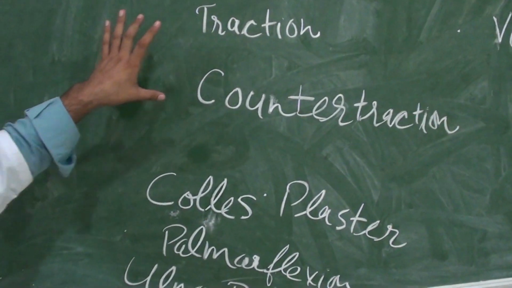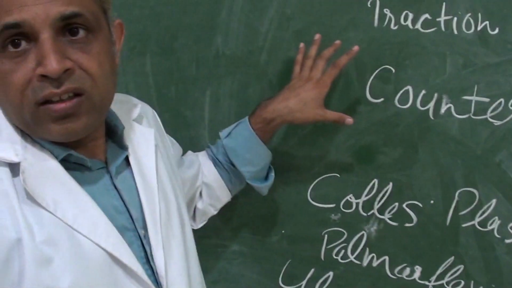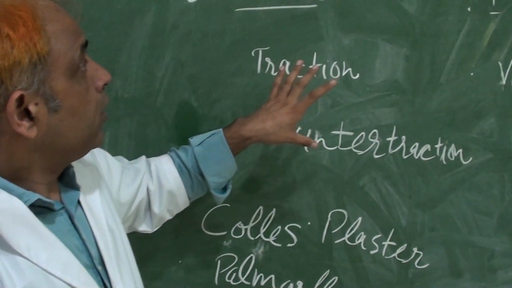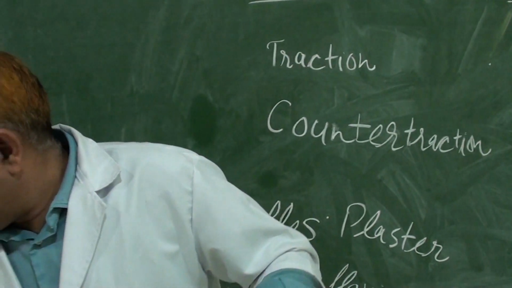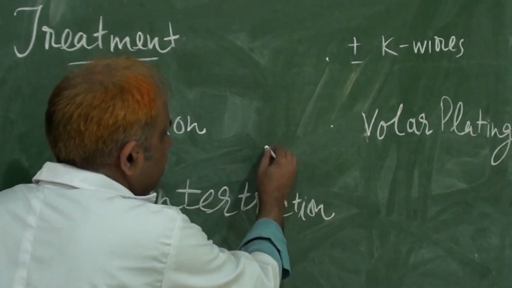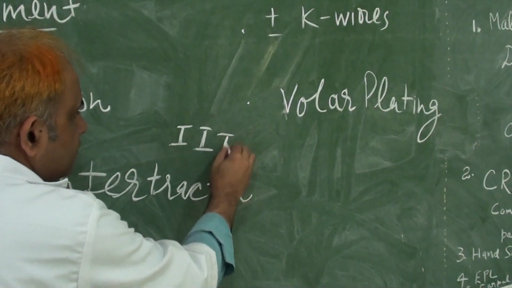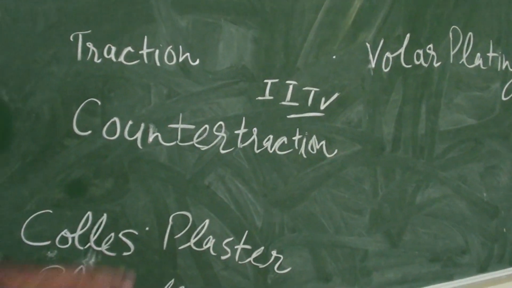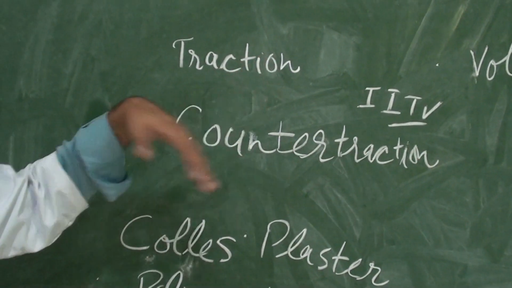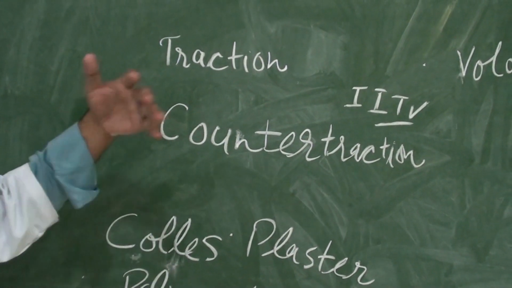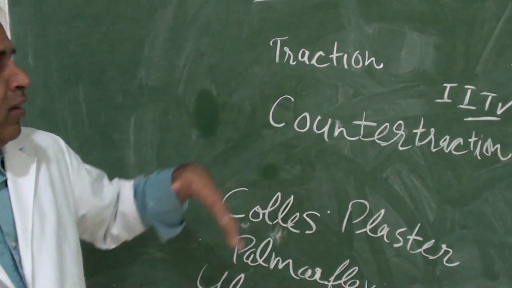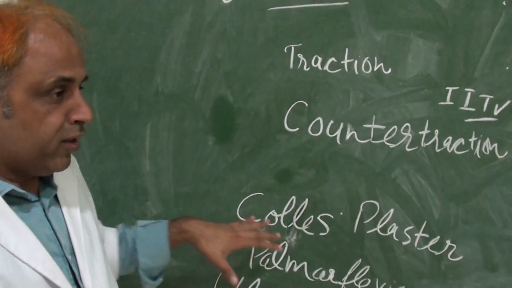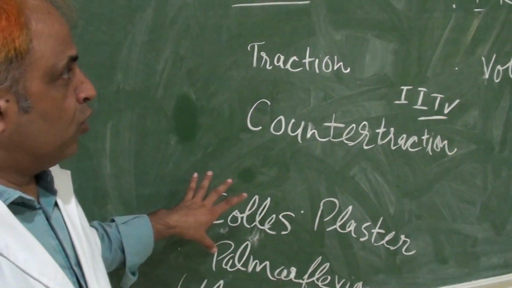This has to be done under general anesthesia. That is, the person is under the effect of anesthetics, and you do it under the IITV, that is image intensifier. We are taking X-rays simultaneously, and the real-time TV gives us the position of the fragments, and then you reduce the fracture and apply the Colles plaster.